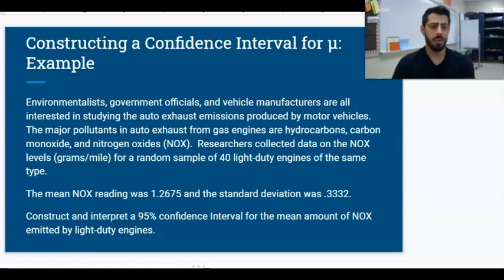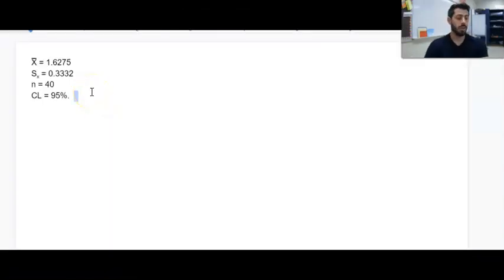So let's go ahead and run through an example, right? Let's say environmentalists, government officials, and vehicle manufacturers are all interested in studying the auto exhaust emissions produced by motor vehicles. The major pollutants in auto exhaust from gas engines are hydrocarbons, carbon monoxide, and nitrogen oxides, or NOx for short. Researchers collected data on the NOx in grams per mile for a random sample of 40 light-duty engines of the same type. The mean NOx reading was 1.2675, and the standard deviation was 0.3332. Construct and interpret a 95% confidence interval for the mean amount of NOx emitted by light-duty engines. So we have all of our important information here.